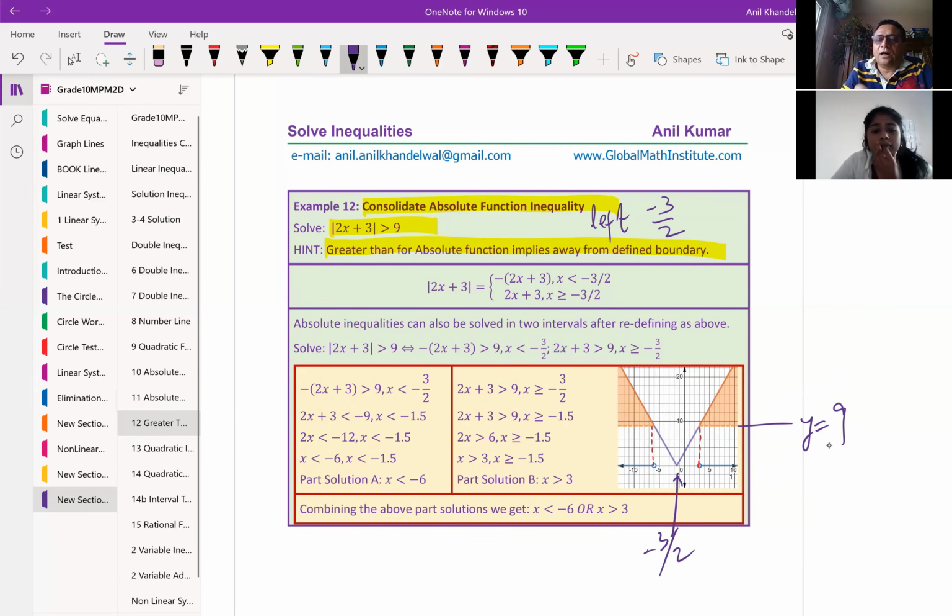Now, once you do this, there is the point of intersection. Since we have only greater than, these are open circles at the point of intersection. Greater than means away. So when you graph it, go away. On the graph, you get your solution so easily. You see that part.